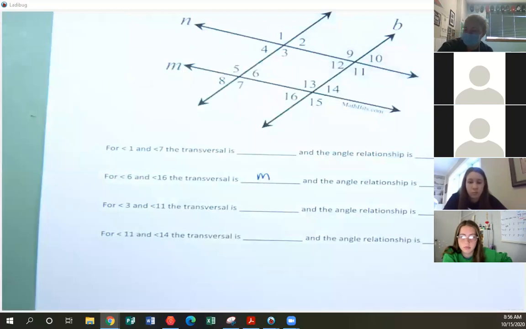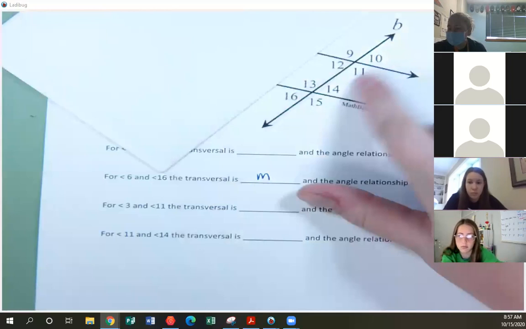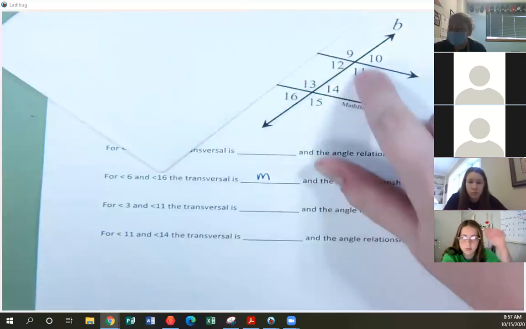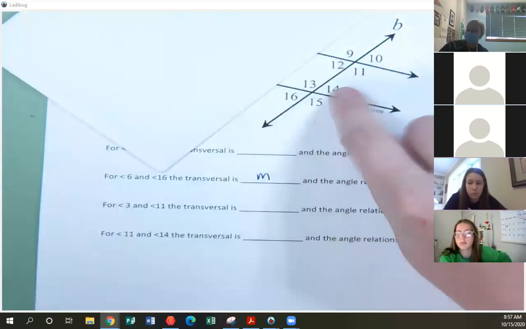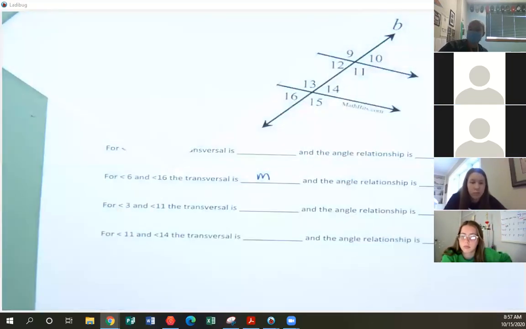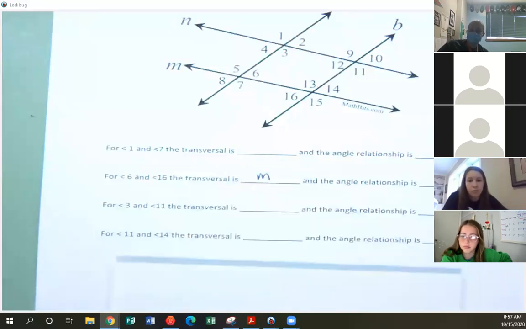Last one, 11 and 14. We'll just look at this one real quick, we're running out of time. 11 and 14 are on the interior. B is their transversal, and they're on the same side. So they're going to be same side interior angles. Just know that you'll have a few questions on the test that are similar to this. Should be easy for you guys.